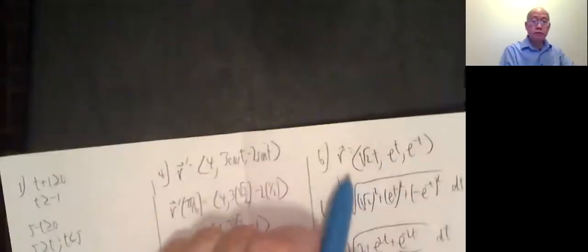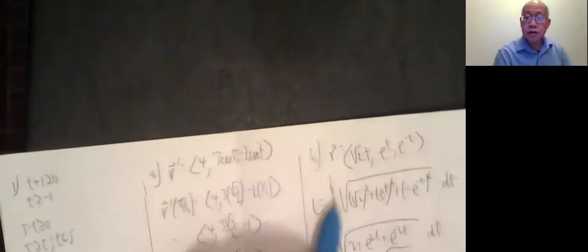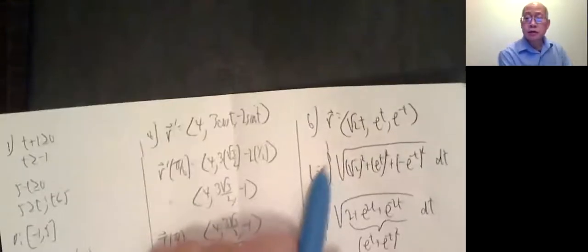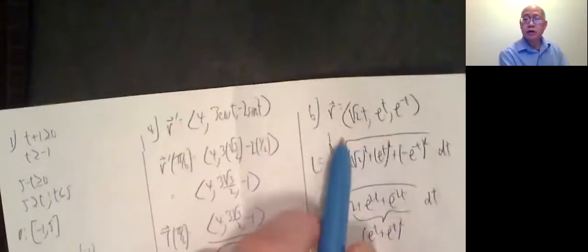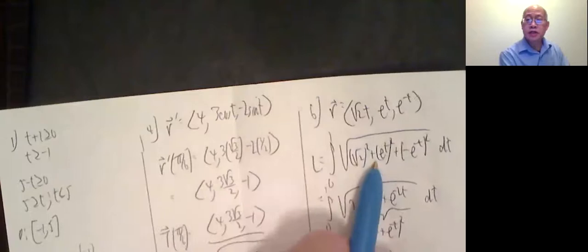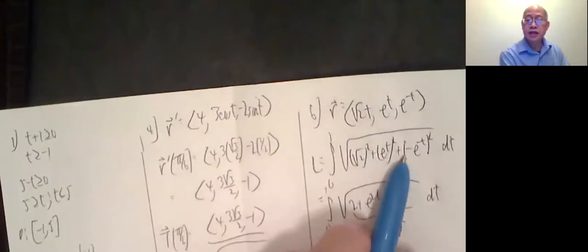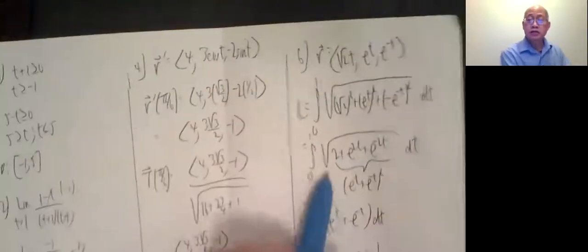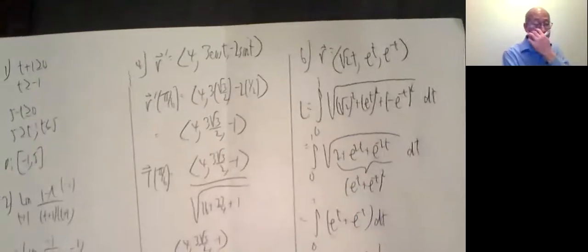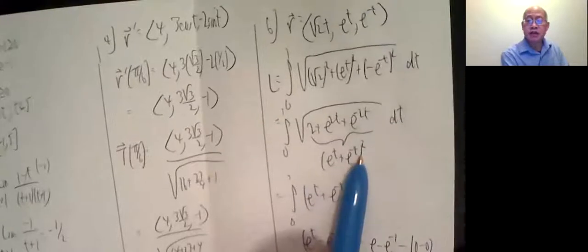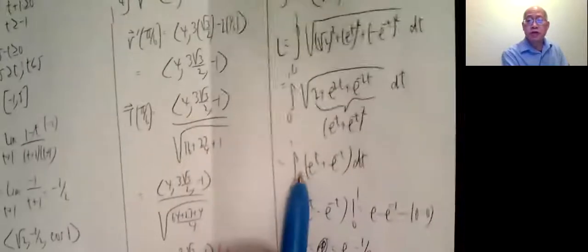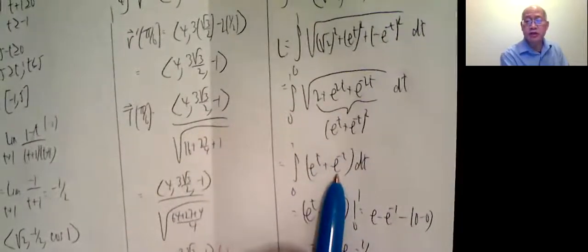Number 6. The arc length L is the integral from 0 to 1 of the magnitude of r prime. So the square root of 2 squared plus e to the t squared plus negative e to the negative t squared. That's 2 plus e to the 2t plus e to the negative 2t dt. This factors into e to the t plus e to the negative t squared. So when I take a square root, I have e to the t plus e to the negative t.